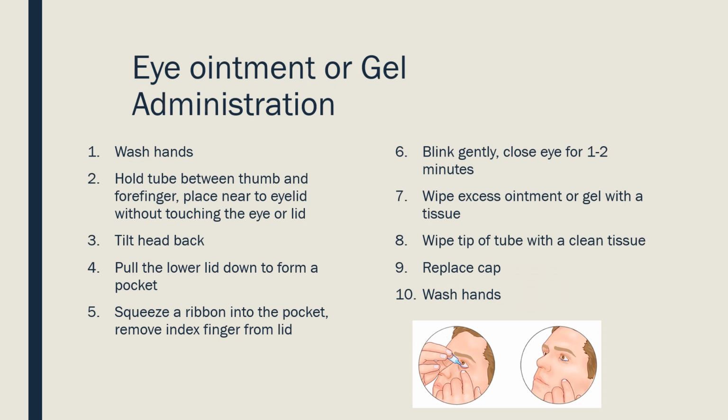There are a couple of differences when a patient is administering an eye ointment or gel versus an eye drop. First, the patient will need to pull down the lower lid to form a pocket, and then instead of placing a drop into their eye, they will squeeze a ribbon into the pocket and then blink gently and close their eyes for 1 to 2 minutes.